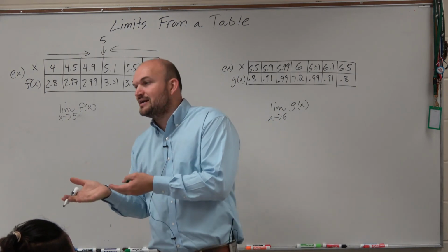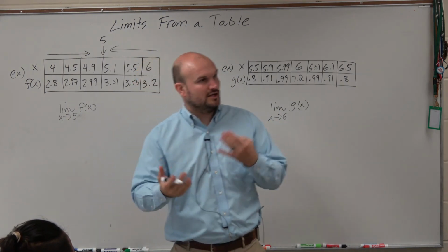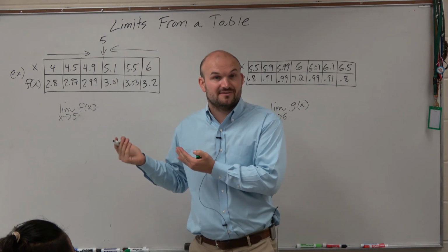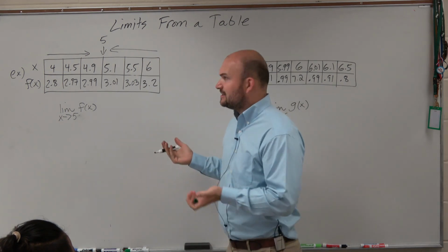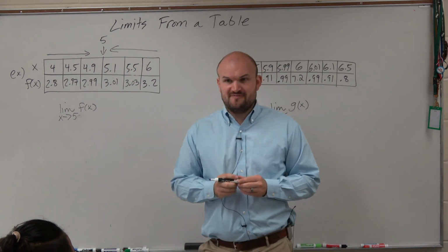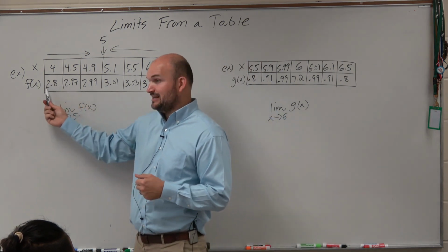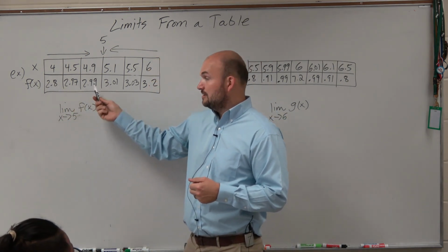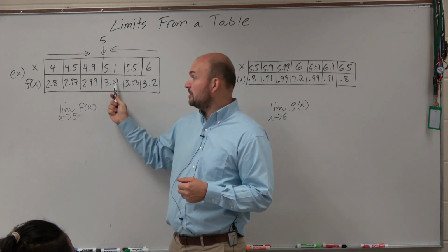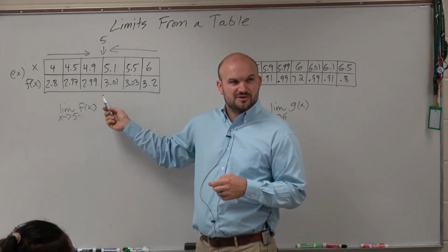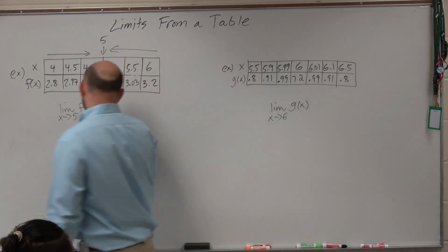And I can tell you guys, it's going to be an estimate of some sort, because we don't know what exactly the value is. But can we make a good consensus on what we think the value is? You can see these numbers are getting larger and larger. Then here, the numbers are getting smaller and smaller. And it looks like they're getting really, really close to 3. It's kind of obvious.